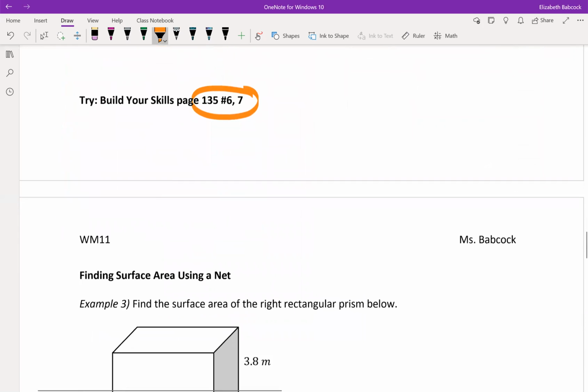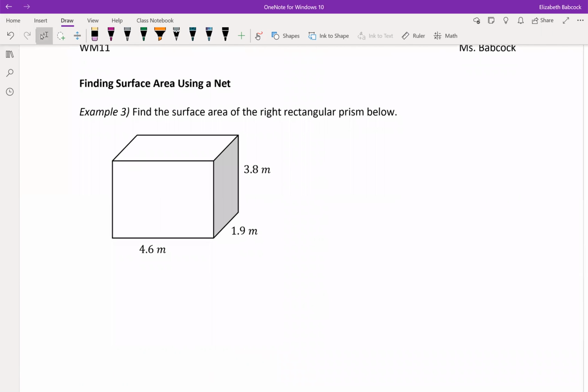Okay, moving on. So now that we have the nets, how do we draw them and how do we find the area? So if I have a rectangular prism, I know I have a whole bunch of sides.